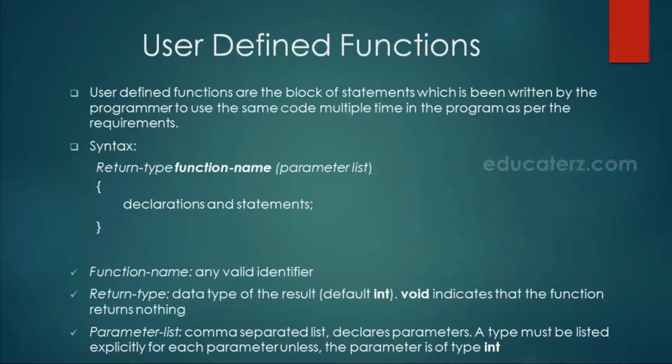The parameter list is a comma-separated list that declares parameters. A type must be listed explicitly for each parameter unless the parameter is of integer type. So separately, every parameter should have its own type declared.